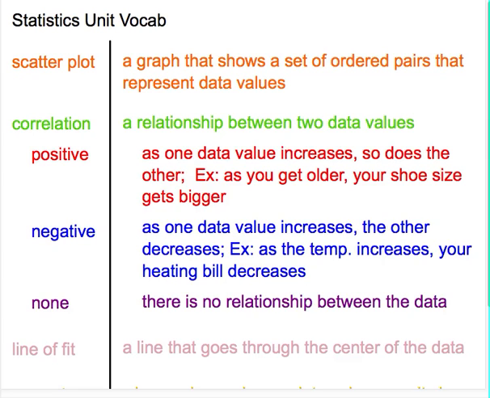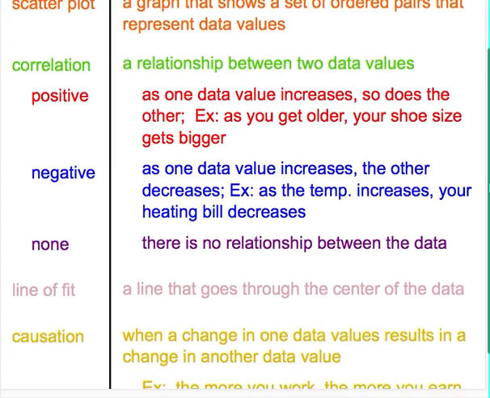So careful, a lot of students tend to think that a negative correlation is when they both decrease. That's actually still a positive correlation because they're doing the same thing. So when they do opposite things, for example, the outside temperature increases and your heating bill decreases, they're doing opposite things, so that would be a negative correlation. There's also a possibility that you have no correlation, no relationship between the data values, and that's when the scatter plot has points kind of all over the place.